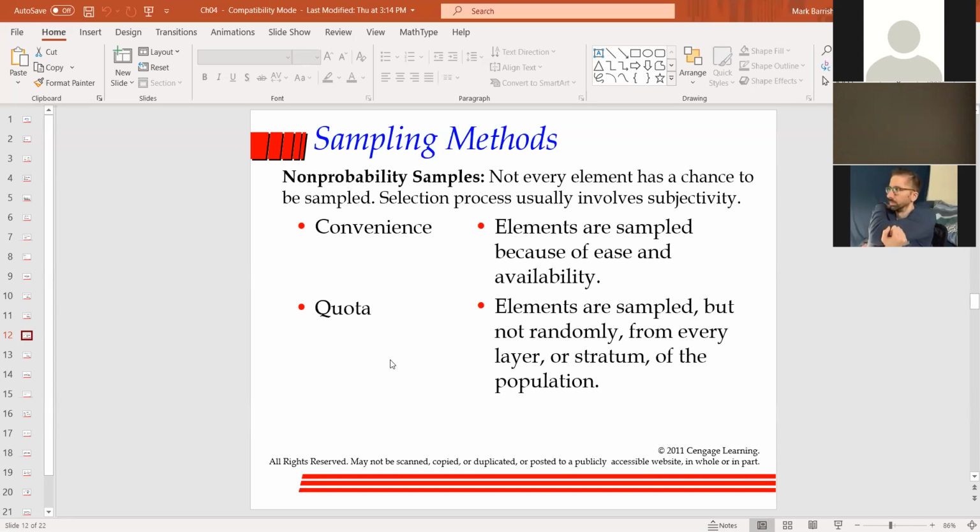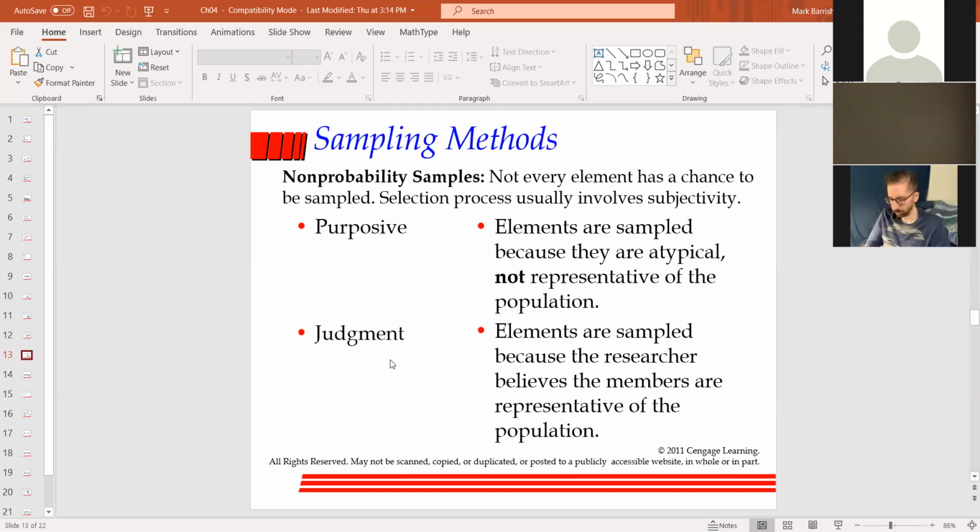So it's also kind of useless. And then they come up with these others, purposive and judgment sampling. You can read through it. They go into more detail about non-probability samples in other books, but this is it. So anyway, I've written all this up, and I will post it.